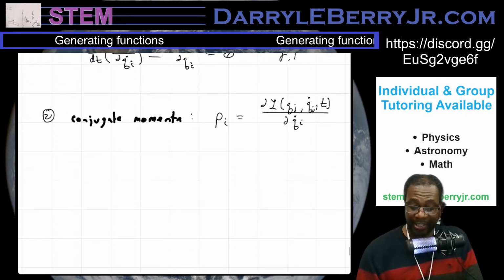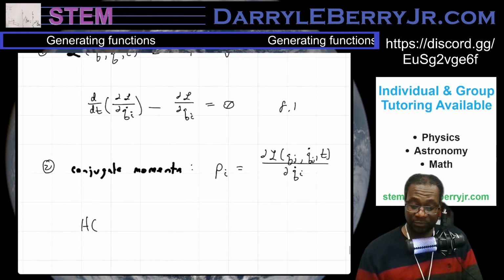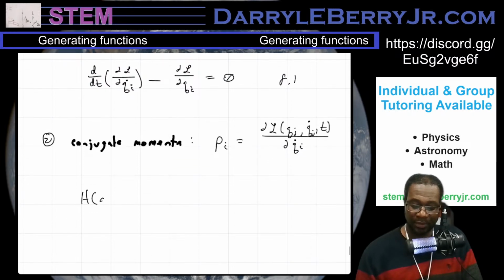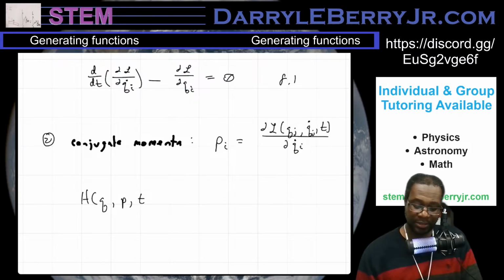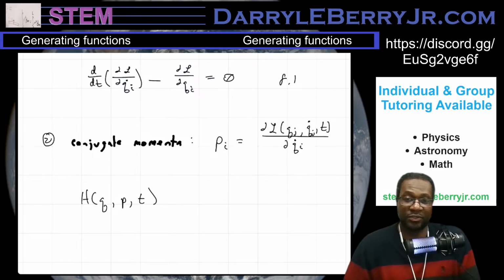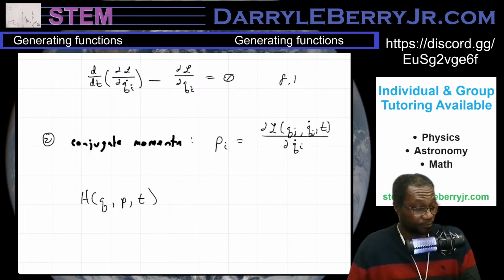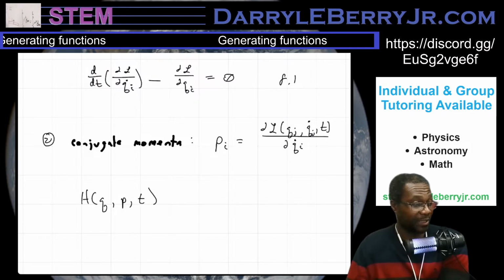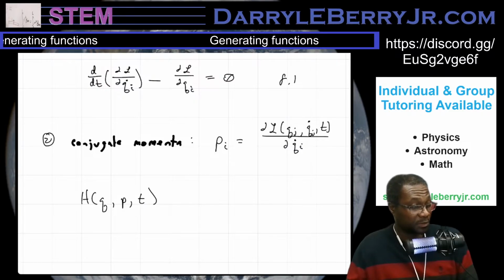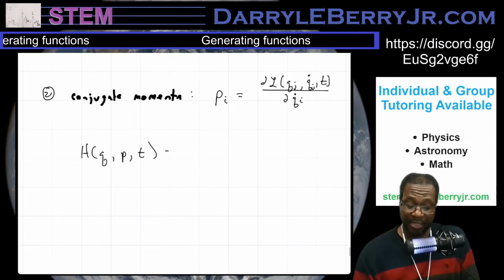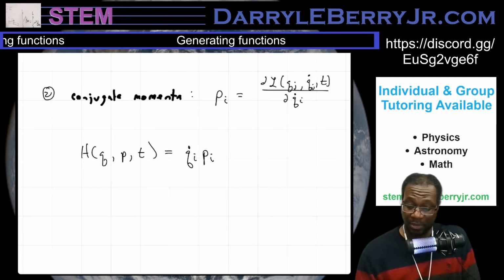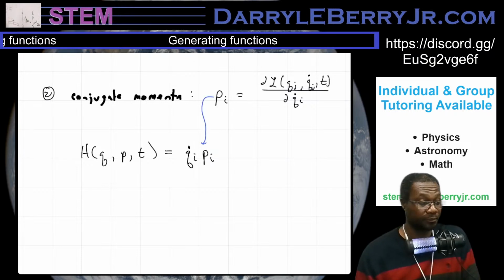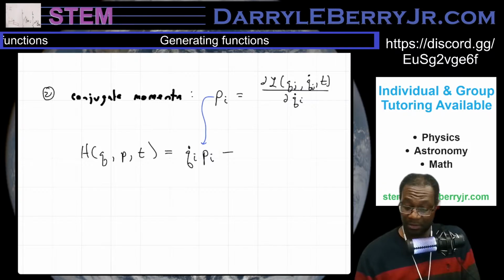So the idea is that a Hamiltonian, instead of having q dot and t, it'll have q, p, and t. So in essence, we have to get everything in terms of momentum. So after a whole bunch of algebra and math and stuff like that, the Hamiltonian ends up being this: q dot i p i, which comes from this, minus the Lagrangian.